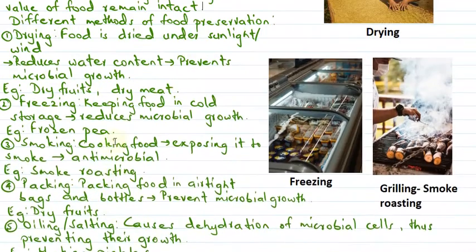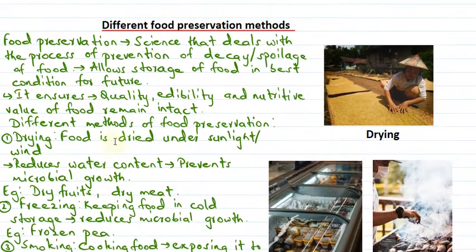So we saw what is food preservation at the beginning. Food preservation is a science which deals with the process of prevention of decay or spoilage of food. The food preservation methods allow the food to be stored in the best condition for the future. These methods ensure that quality, edibility and nutritive value of food remain intact.